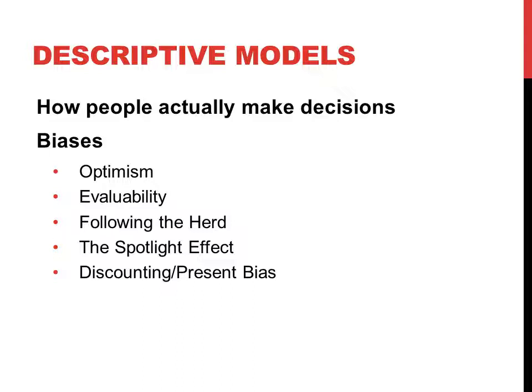And this week we're going to look at 5 biases that occur in decision making due to distortions in our processes around decision making, our perceptual processes. We're going to look at the optimism bias, the evaluability bias, following the herd bias, the spotlight effect, and then the discounting or present bias.